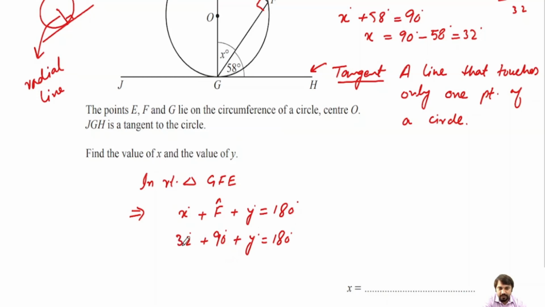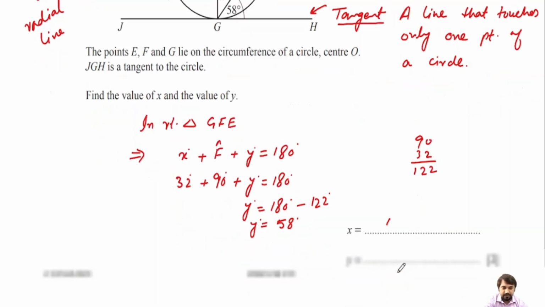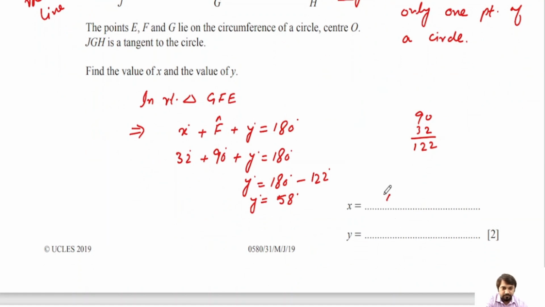90 plus 32, and that goes to the other side. So y degree is equal to 180 degree minus 90 degree and 32, which is 122 degree. After subtraction, you will get 58 degree. Sorry, here we have to write the value of x, that is 32 degree. And here we have the value of y, 58 degree.